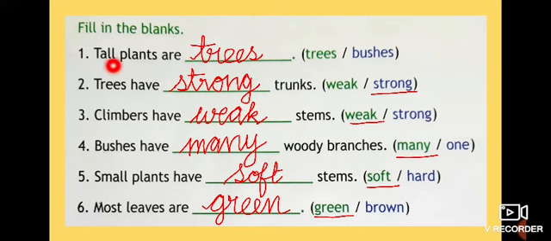Number 1, tall plants are trees. Number 2, trees have strong trunks. Number 3, climbers have weak stems. Number 4, bushes have many woody branches. Number 5, small plants have soft stems. Number 6, most leaves are green.